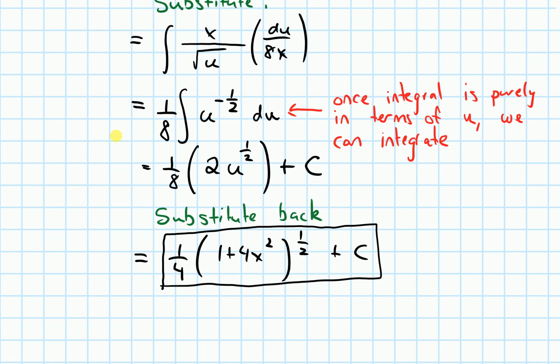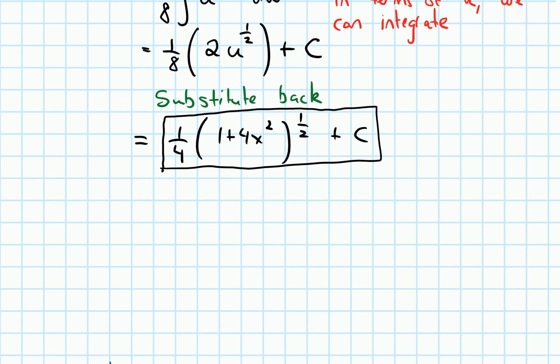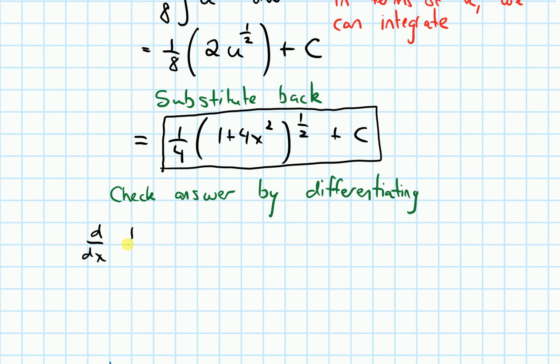Okay, so let's check that this is correct by taking its derivative. So let's check the answer by differentiating, by taking the derivative. So I should be able to take the derivative of my answer and get the function that was in the integral. So if I were to do the derivative of 1/4 times 1 plus 4x squared to the 1/2 plus c, if I were to take the derivative of that whole thing, let's check that we get the correct value.